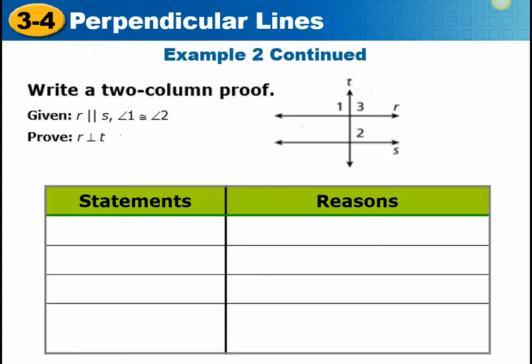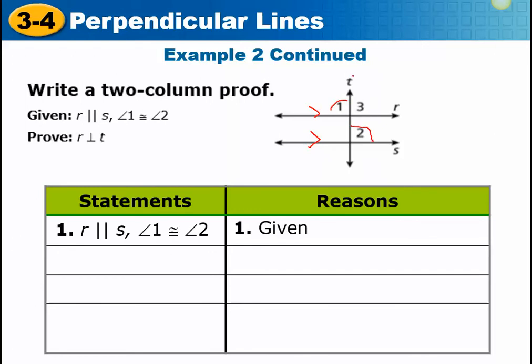So the first thing that we would do is set up our table, statements and reasons, and put our given in. We know that R is parallel to S. We know that angle 1 is congruent to angle 2. That's our given. That's done. I'm going to mark my diagram again because I turned the page, and I'm going to mark those things that I just wrote down. Angle 1 is congruent to angle 2.